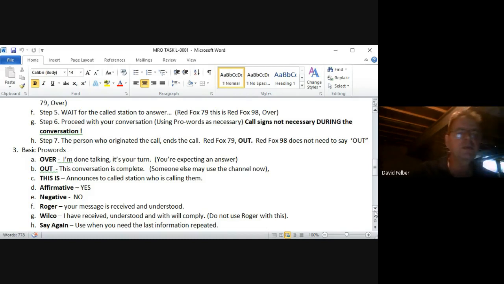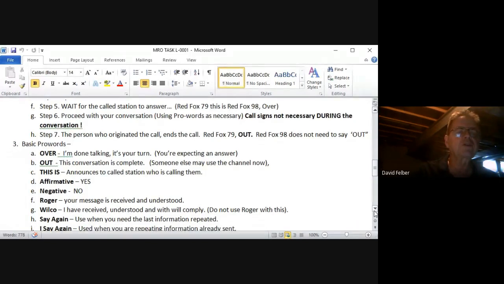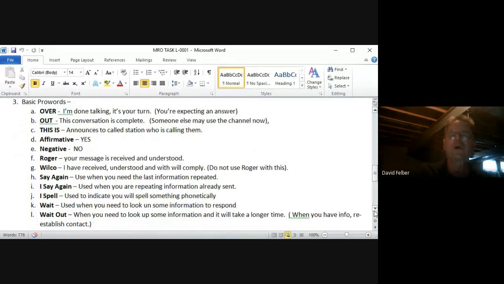Roger means your message is received and understood. Wilco means I have received, understood, and will comply. Never use Roger and Wilco together. So if someone says something to you and requests you to do something or requests you to reply with some information and you say Roger, that only means that you received their request and you understand it. If you reply with Wilco, that means you have received, understood it, and will comply.